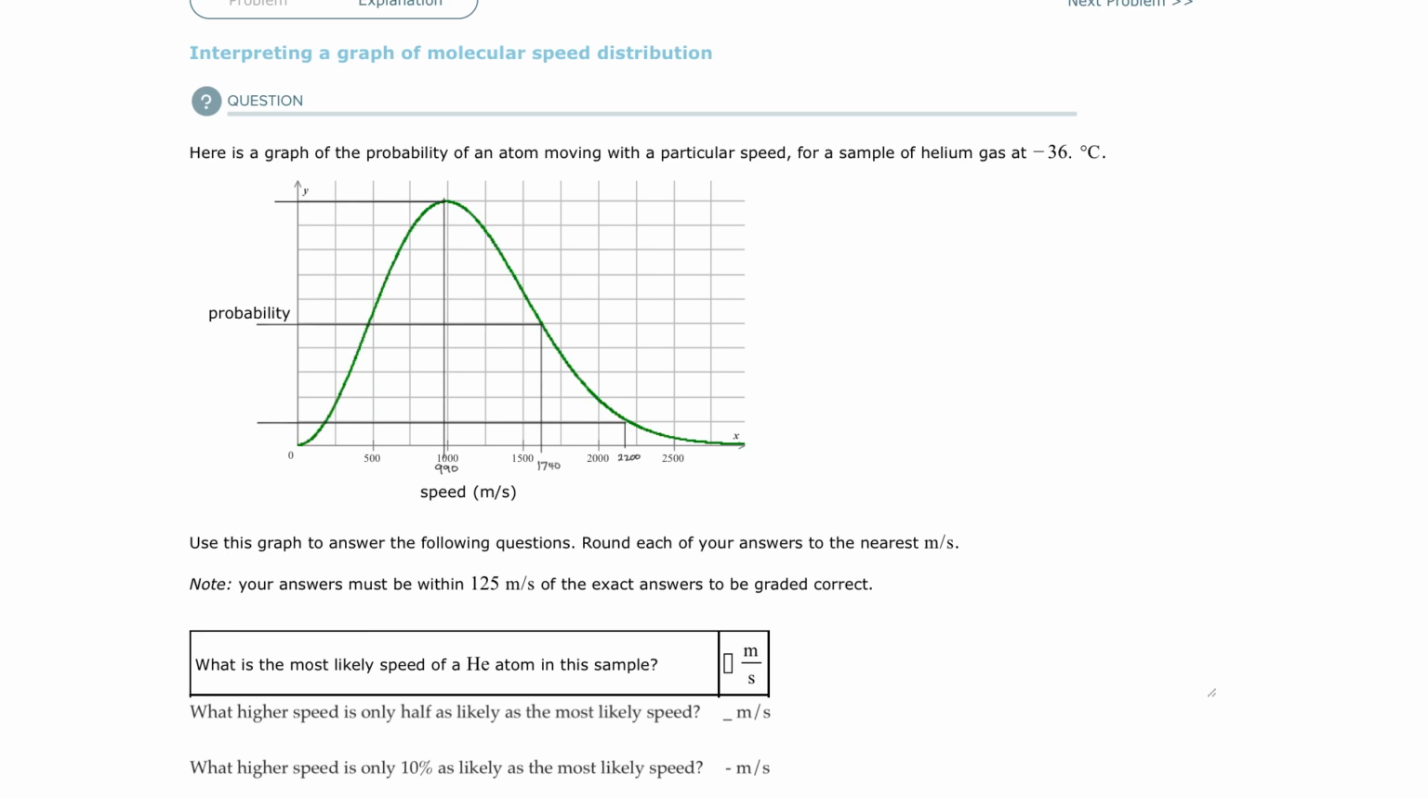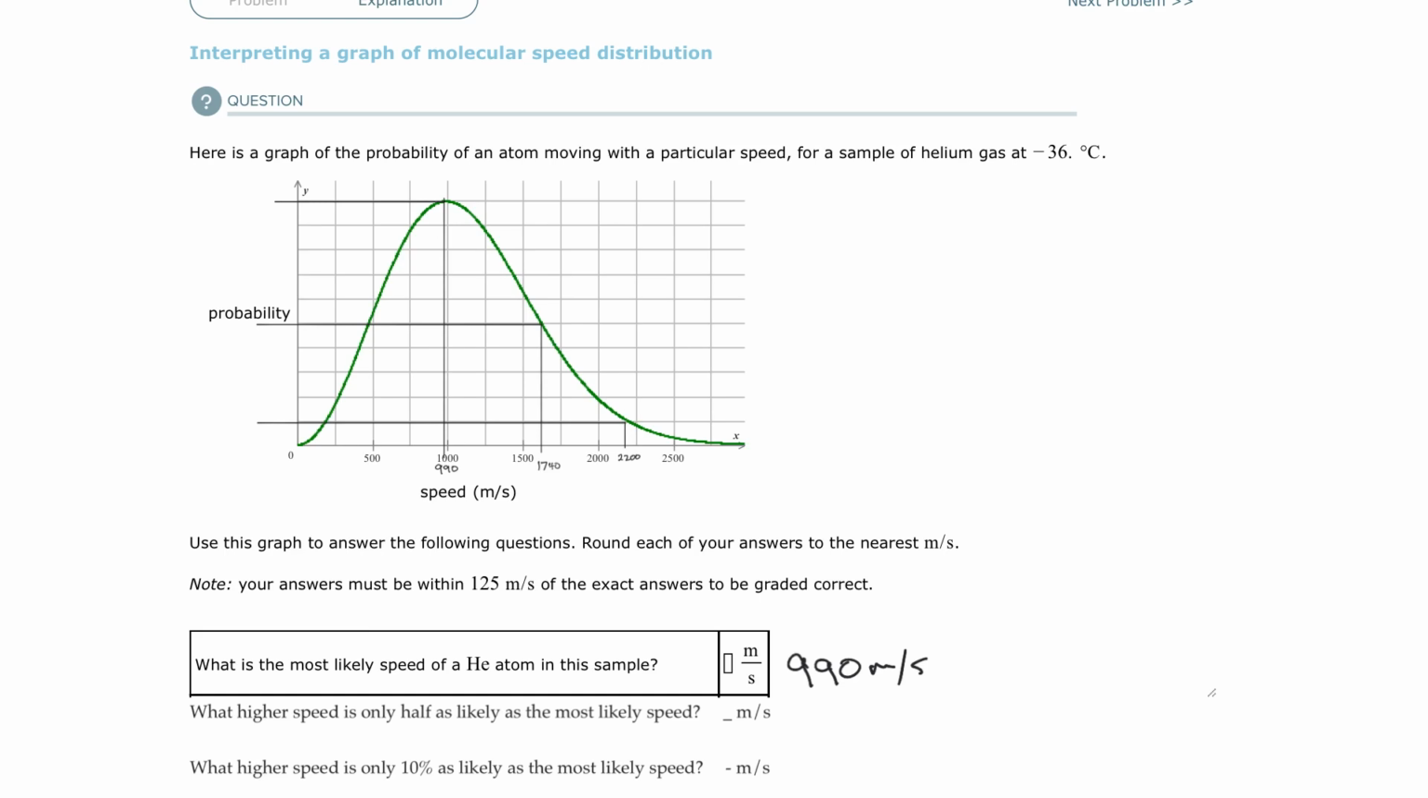So here's my guess. What's the most likely speed of the helium atoms in this sample at negative 36 Celsius? I would say it's 990 meters per second. Total guess, 990 meters per second. All right, what higher speed? If it's higher speed, I have to go this way, not this way, because of course there's two sides to this hump. I'm going higher speed, so I'm going this way.